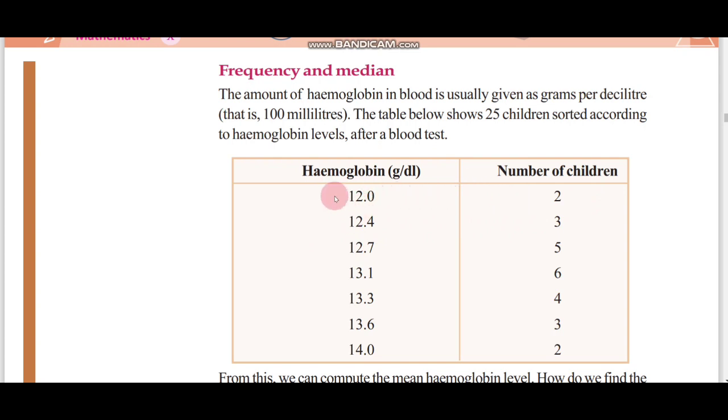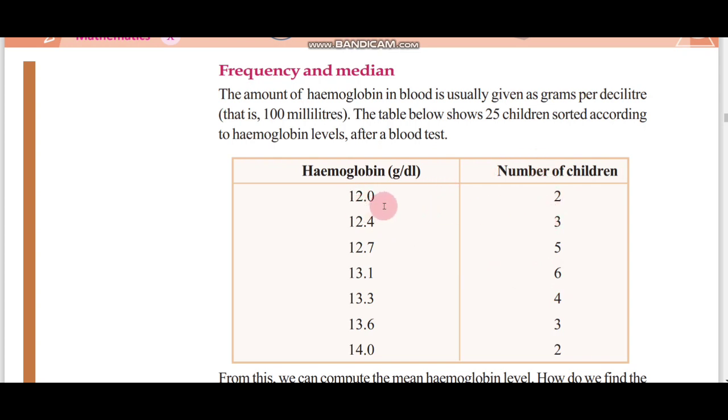A frequency table means, here you can see the hemoglobin level of blood of some persons in an area, or in a school. Okay, 25 children are sorted out here. While checking the blood, the hemoglobin level of 25 children is listed in a box. Then what do you mean by this box?